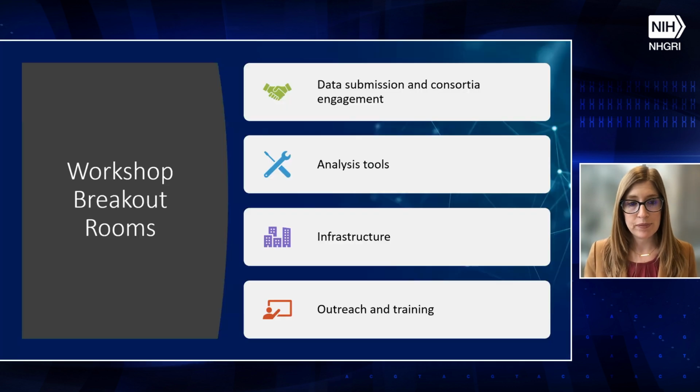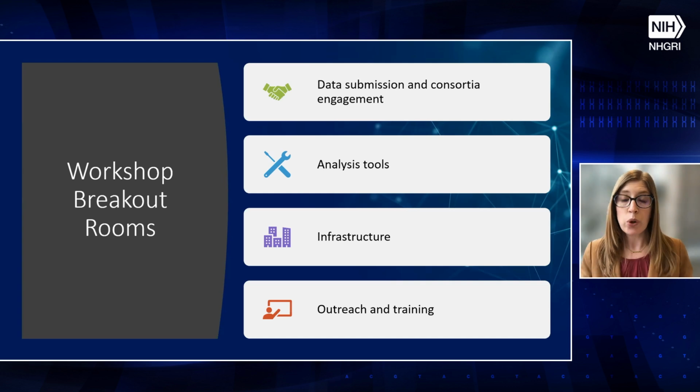Next slide, please. So the way that the workshop was designed was in breakout rooms. We all came together, discussed the goals and our main mission for the workshop, but then broke out into breakout groups. The four areas included data submission and consortia engagement, analysis tools, infrastructure, and outreach and training. As participants, we could join multiple breakout groups and go back and forth between them. They were held two at a time concurrently. So we had two sessions and then came back together, and then two more breakout rooms and came back together.